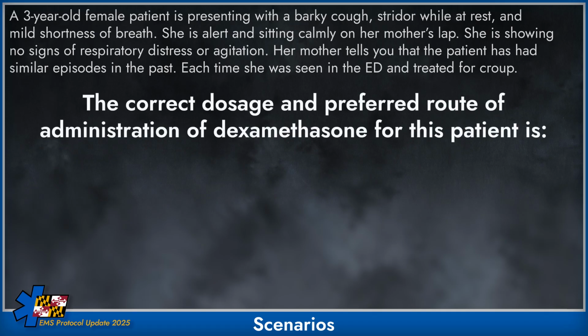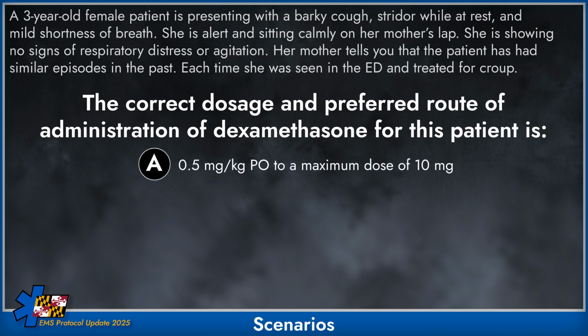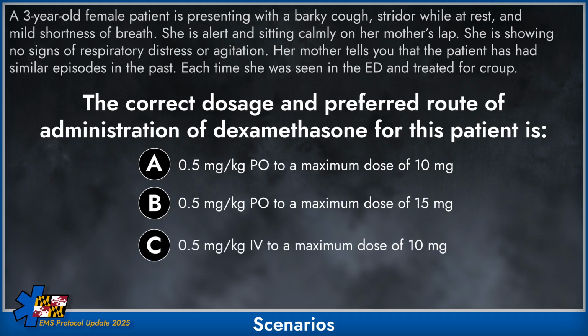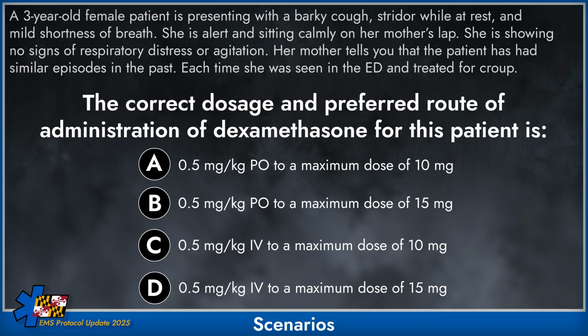The correct dosage and preferred route of administration of dexamethasone for this patient is A. 0.5 milligrams per kilogram PO to a maximum dose of 10 milligrams. B. 0.5 milligrams per kilogram PO to a maximum dose of 15 milligrams. C. 0.5 milligrams per kilogram IV to a maximum dose of 10 milligrams. D. 0.5 milligrams per kilogram IV to a maximum dose of 15 milligrams. The correct answer is B. 0.5 milligrams per kilogram PO to a maximum dose of 15 milligrams.